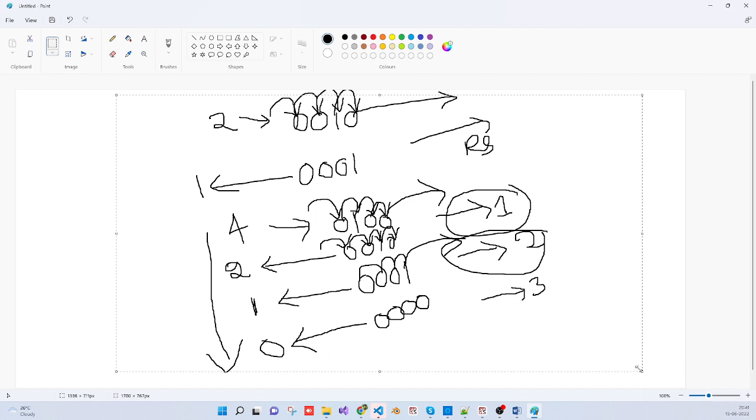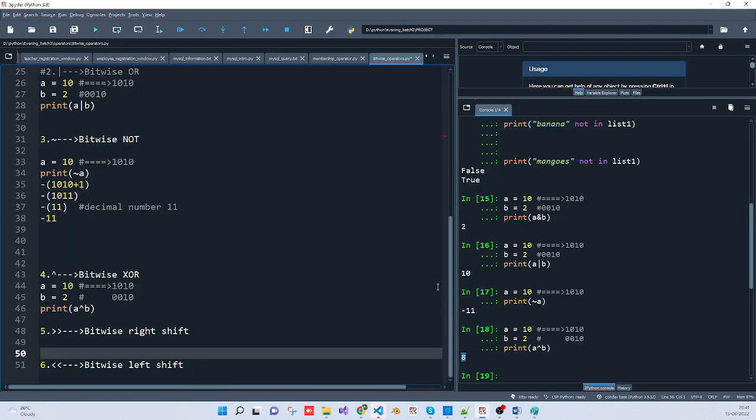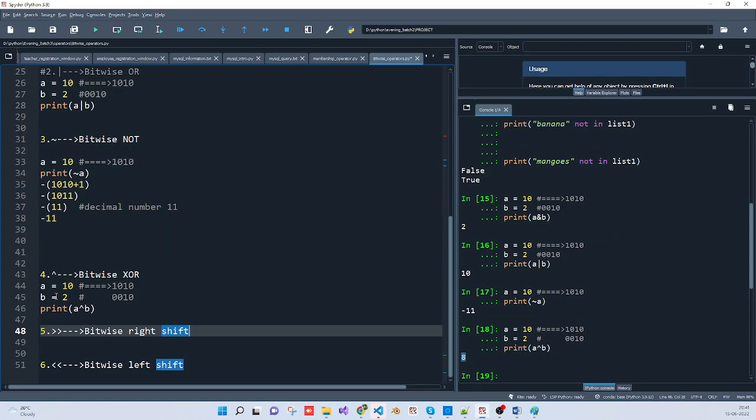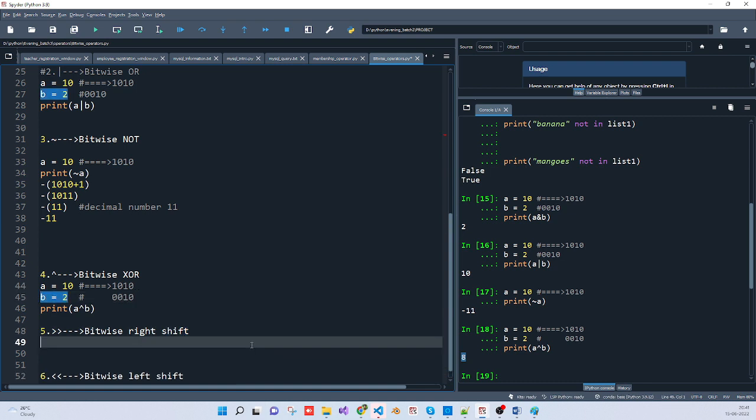Otherwise we will go with this one, then after we will come to left shift. Now right shift, what am I doing? What is the number I initially took? I took 2. So now something like b is equal to 2.